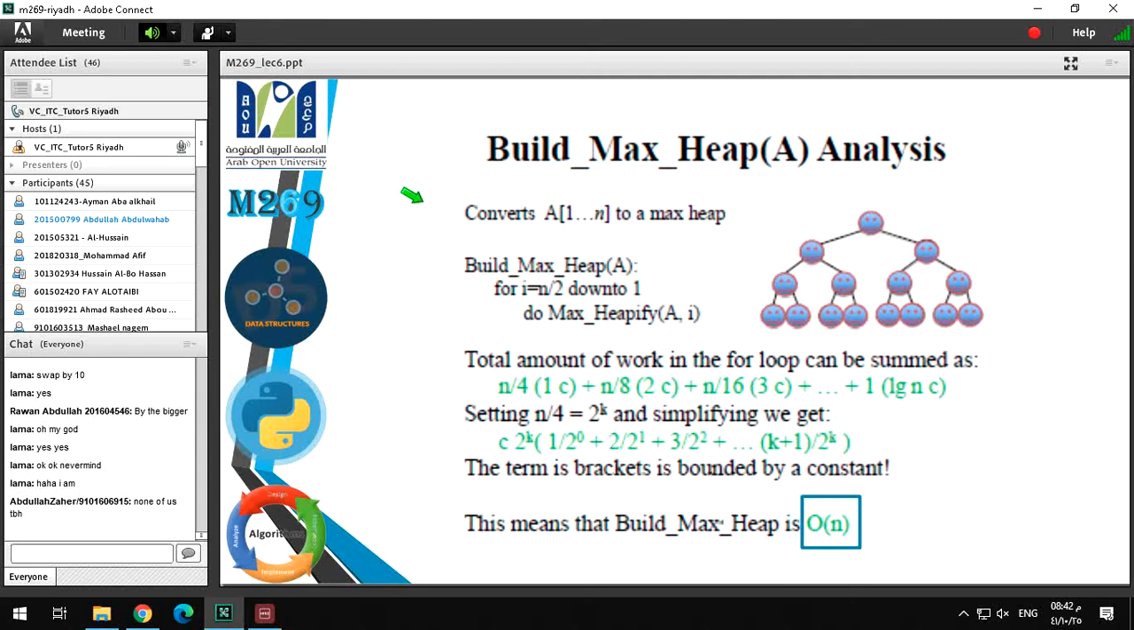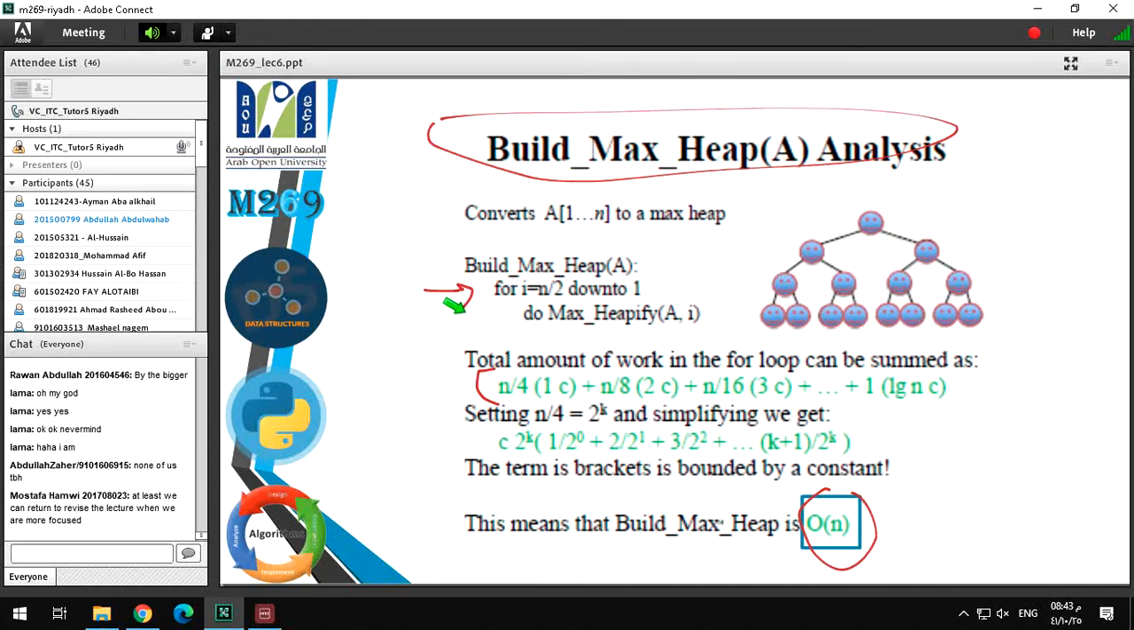And this is actually how we are analyzing the performance. So overall, the process of building max heap is O of n. This is the complexity. Actually, it's O of n because when it comes to finding the total amount of work needed for the loop, we have the loop here, right? See the loop? The loop is going from n divided by 2 to 1, right?